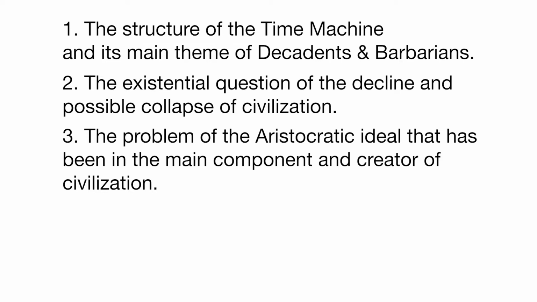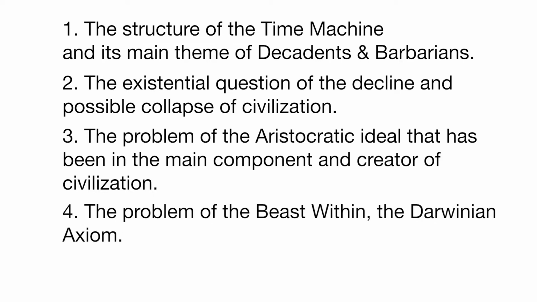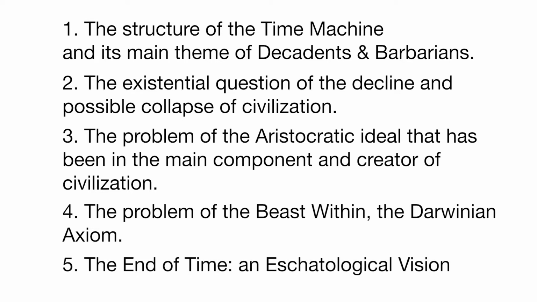That has actually, over time, been the main component of civilization and the problem of its collapse in the 19th century. The fourth theme is the problem of what I refer to here as the beast within. In other words, in Wells's Darwinian model, of both what you might call the natural man and the artificial man. And I'll be talking about that. And then finally, the last chapters of the book, which have to do with what you might call the eschatological vision, which is the end of time, or the end of existence.